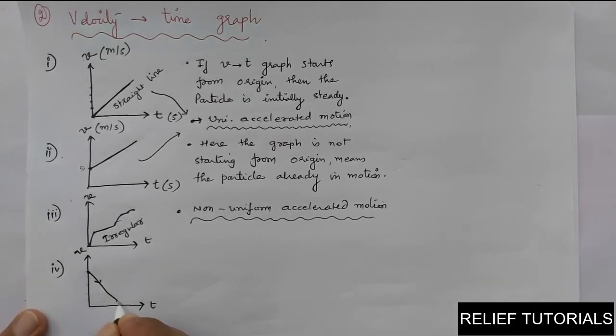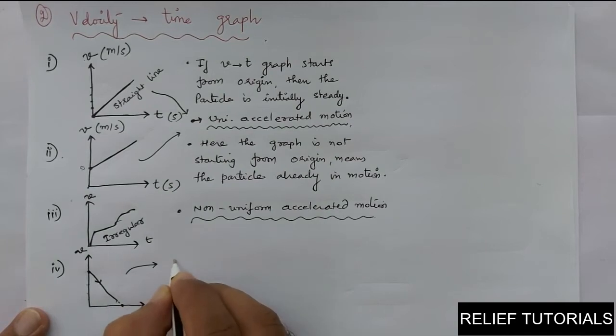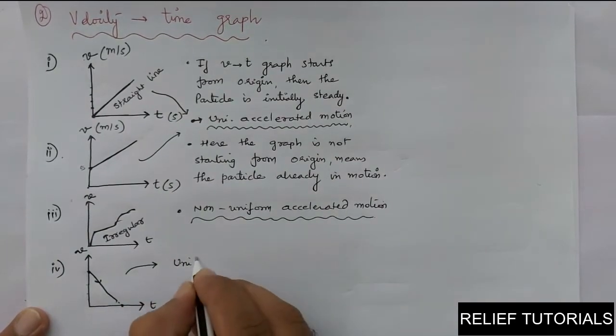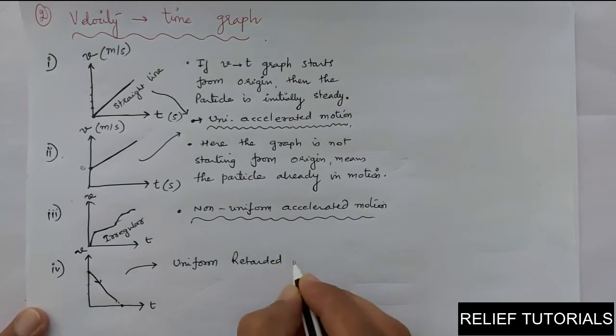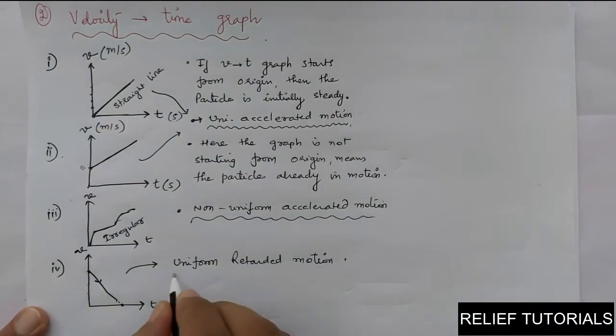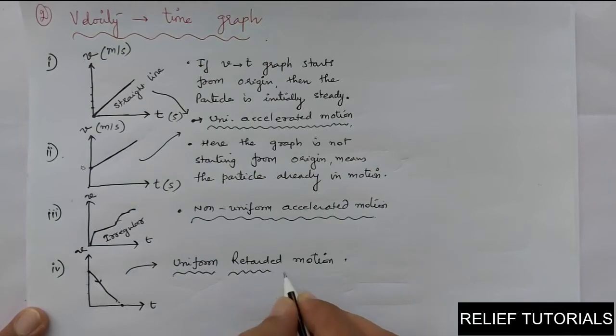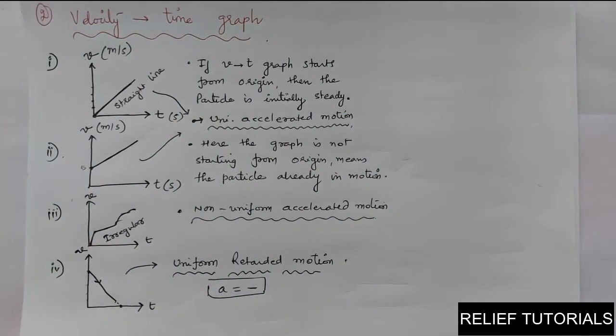And if the graph touches the x-axis here, it means the particle becomes stationary, because at this point velocity becomes 0. So if the graph goes like this, then what type of motion is this particle in? It's a straight line, so it's a uniform retarded motion. Uniform retarded motion. Here acceleration will be negative.